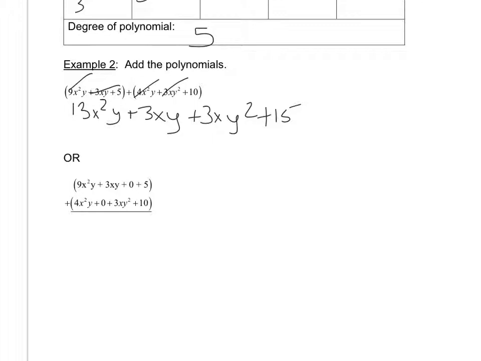Now, see how they line things up here? If we did it vertically, 9 plus 4, you have to line up degrees, so you get 13x squared y. And then see how they have this 3xy and then the 0? So it's plus 3xy plus 3xy squared plus 15, because they still have the 0 plus and the 5 plus 10. Okay? So let's take a look at some more.